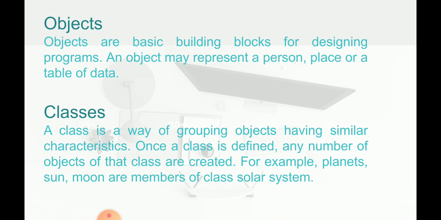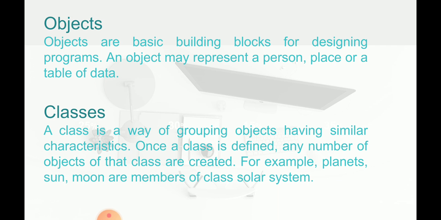Next is classes. The objects can be made user-defined data types with the help of a class. A class is a collection of objects that have identical properties, common behavior, and shared relationship. Once a class is defined, any number of objects of that class can be created. Classes are user-defined data types. A class can hold both data and functions. For example, planets, sun, moon are members of the class solar system.